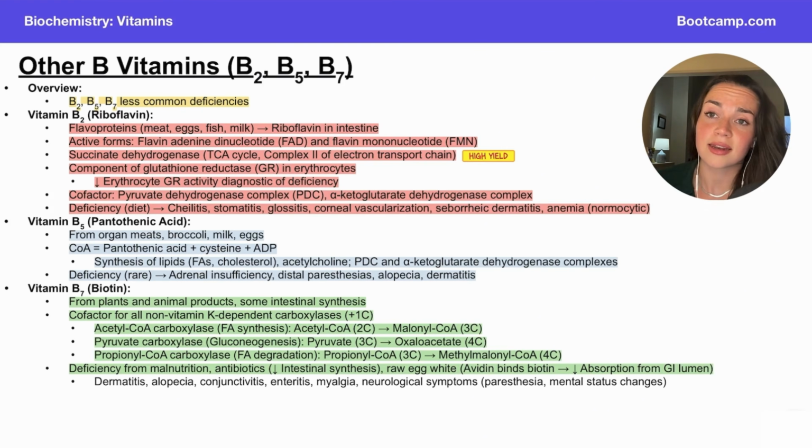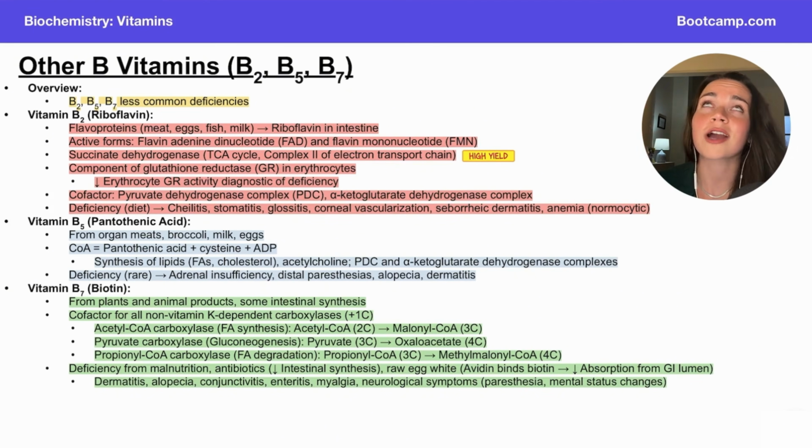I guess maybe they could test that if they give you a patient who's a bodybuilder who's eating a bunch of raw eggs all the time. But for whatever reason, attendings seem to love that fact, so maybe one worth knowing. A vitamin B7 deficiency would present as dermatitis, alopecia, conjunctivitis, enteritis, myalgia, as well as neurological symptoms like paresthesias or mental status changes.